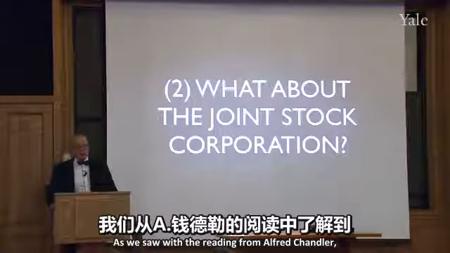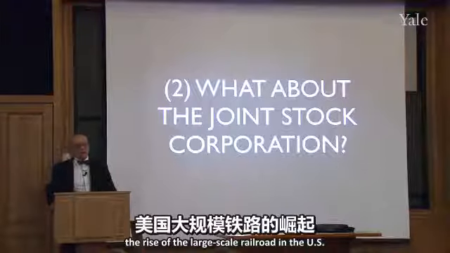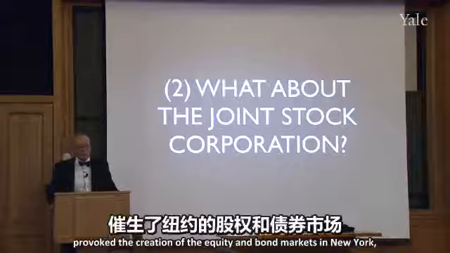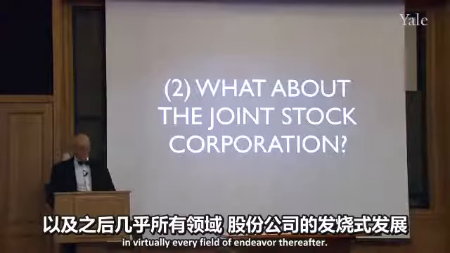And as we saw with the reading from Alfred Chandler, the rise of the large-scale railroad in the US provoked the creation of the equity and bond markets in New York and the feverish development of joint stock corporations in virtually every field of endeavor thereafter.